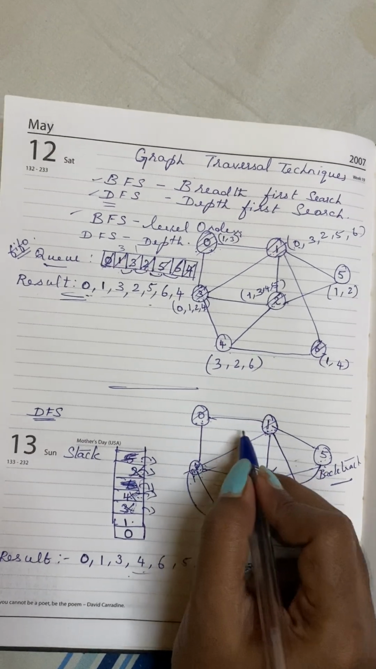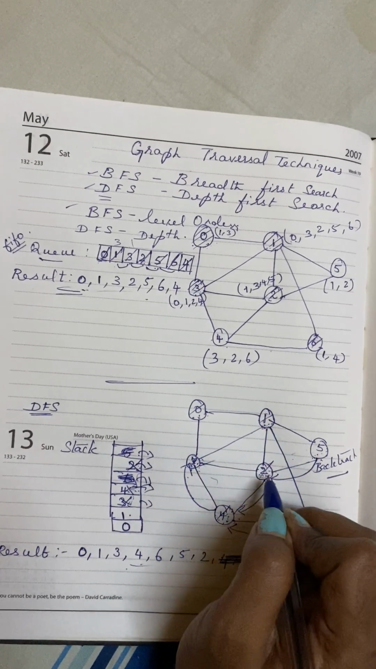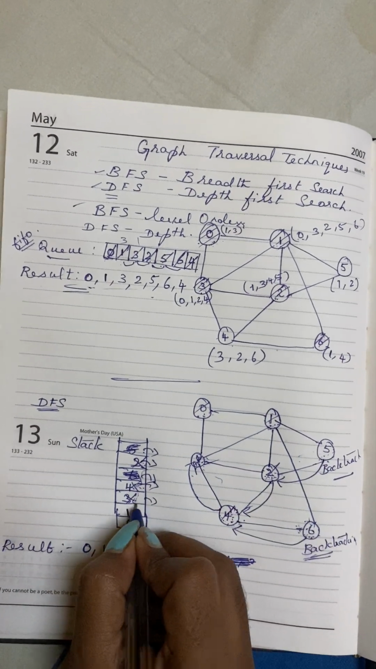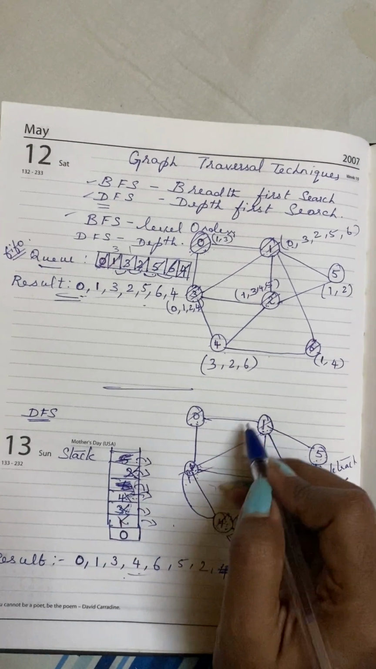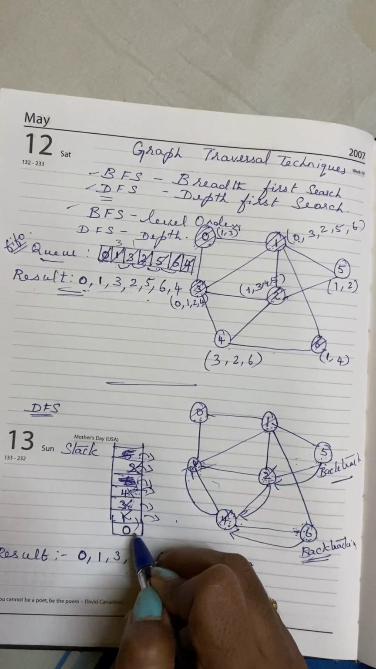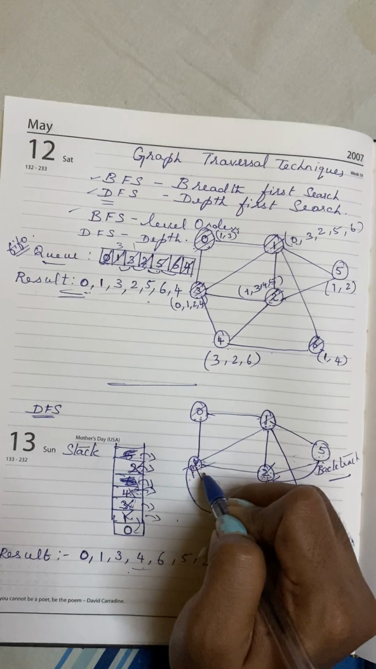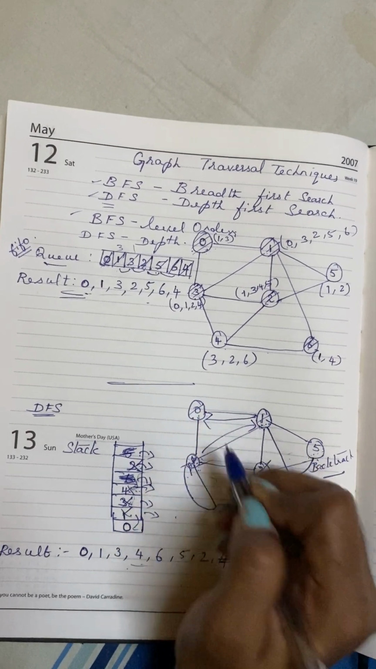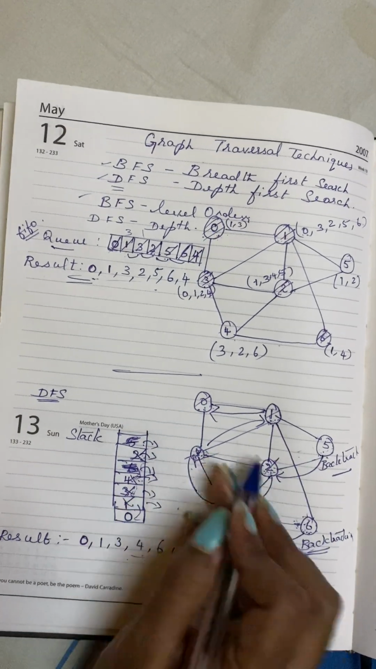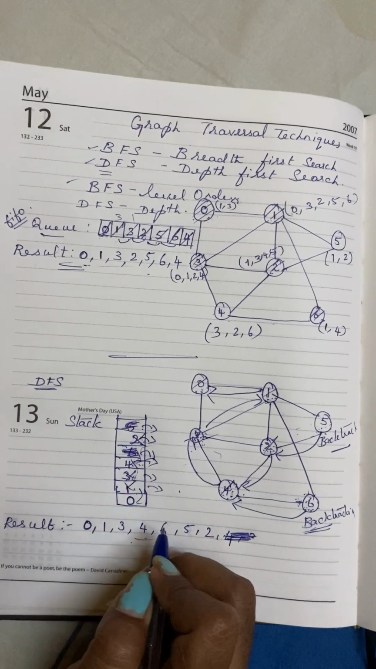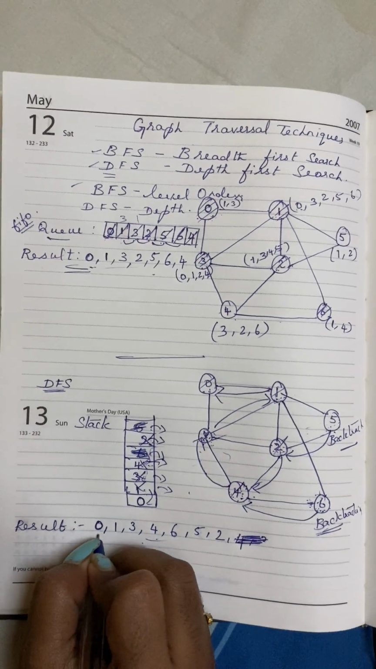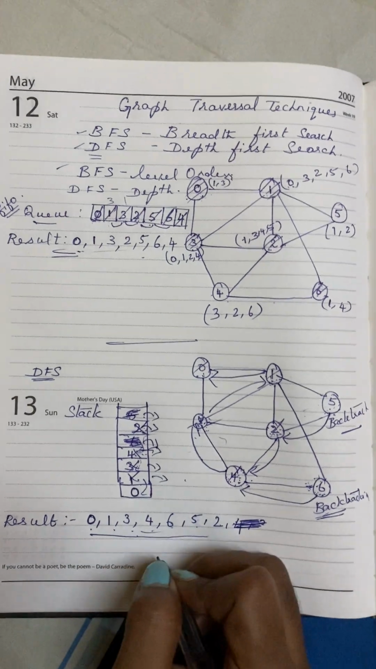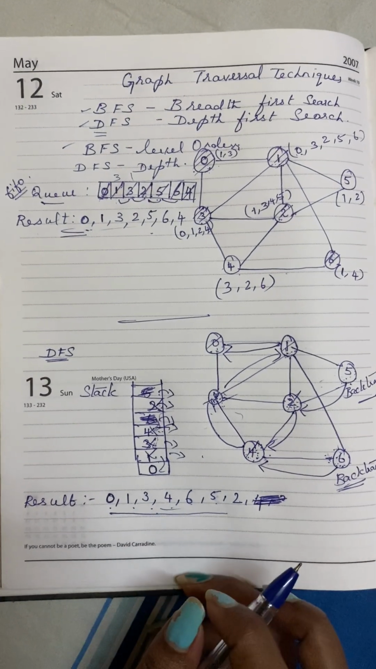Again you are checking if any unvisited nodes are there. You have 2, 0, 3 and 5, but all have been visited. Okay, so you are popping that out. Next you are backtracking to 0. From 3 you move to 1, and from 1 you are moving to 0, and you are checking for any unvisited nodes, but you have already visited everything. So your result will be 0, 1, 3, 4, 6, 5 and 2. So this is one of the results of your DFS.